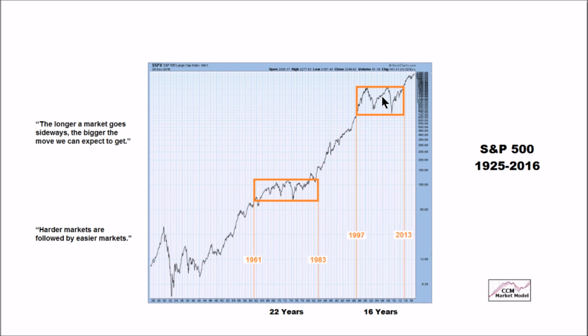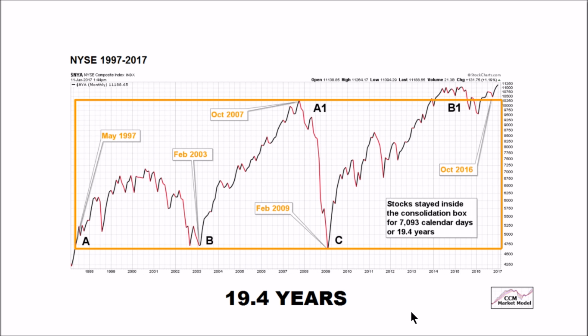Is there anything else that aligns with long-term consolidation in the present day? The answer is yes. If we look at the broad NYSE Composite Stock Index, it entered this long-term consolidation box here in May of 1997. It revisited the exact same level for the most part at point B in 2003. Then we moved to the top of the box here at A1 in October of 2007, and we revisited that same level here at B2 between 2013 and 2016.